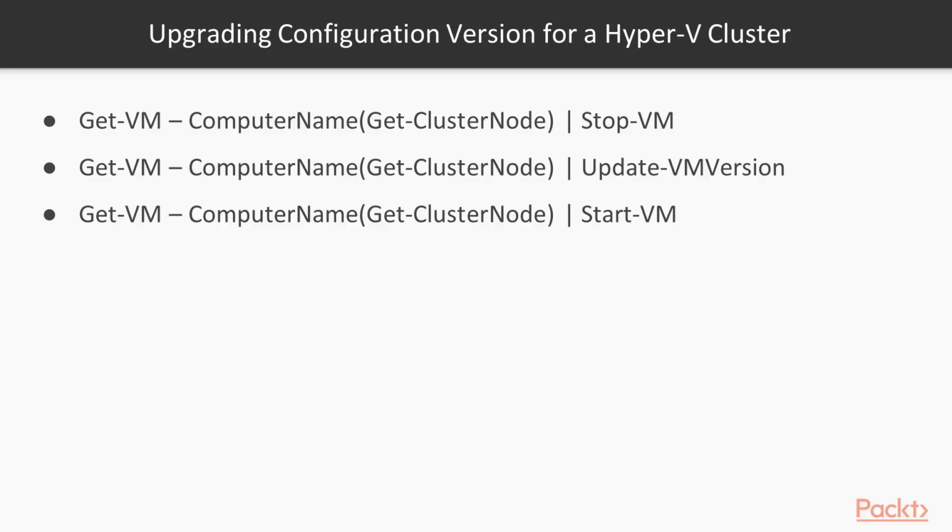If your Hyper-V servers are running in a cluster, you can upgrade all of the virtual machines using the set of PowerShell cmdlets shown here. Be advised that the upgrade process does require shutting down the virtual machine, so it's best to do this during off-peak hours or during your maintenance window.